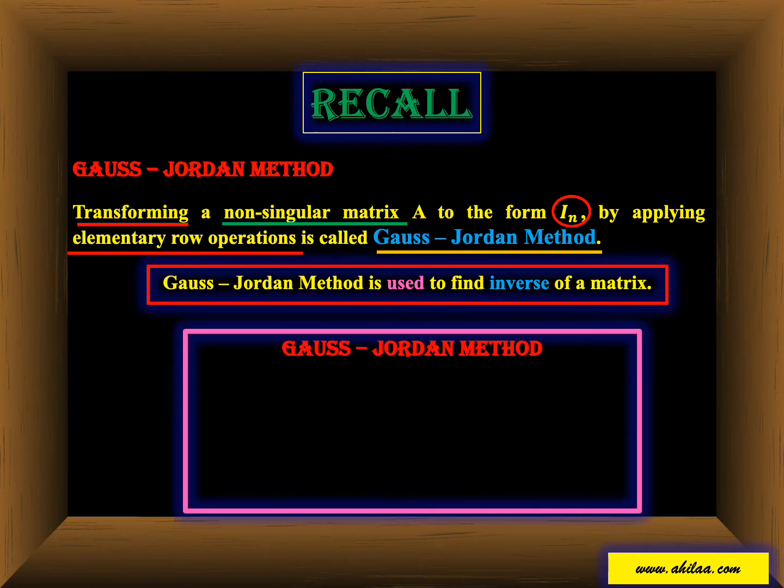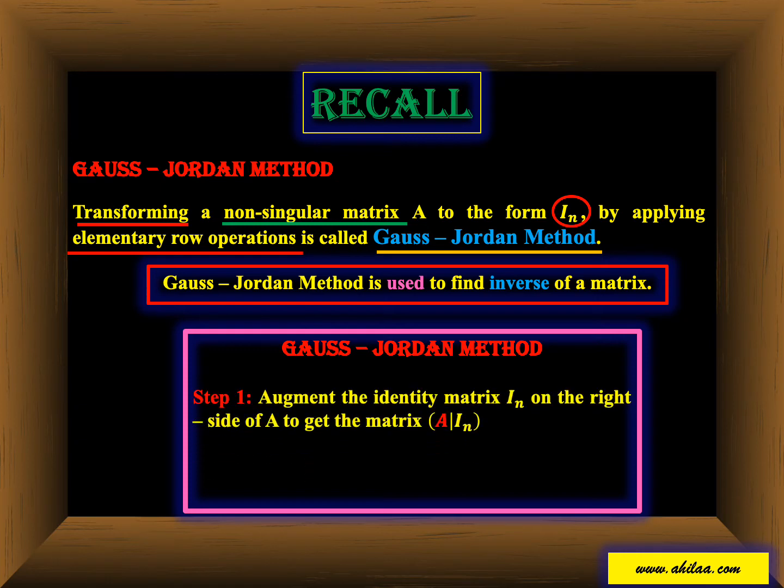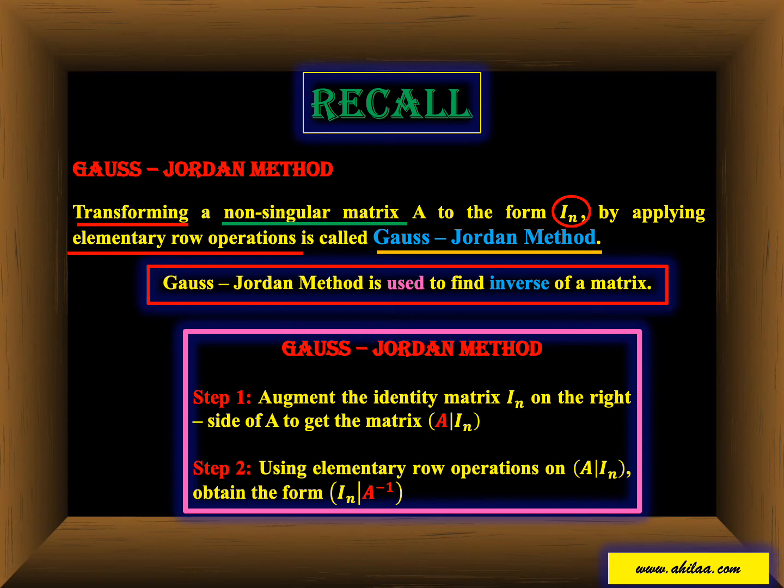So let us see the steps involved in the Gauss-Jordan method. Step 1. Augment the identity matrix In on the right side of A to get the matrix [A | In]. Step 2. Using elementary row operations on [A | In], obtain the form [In | A inverse]. Thus, by transforming [A | In] to [In | A inverse], we can easily obtain the inverse matrix A inverse. Got it? Keep it in mind.